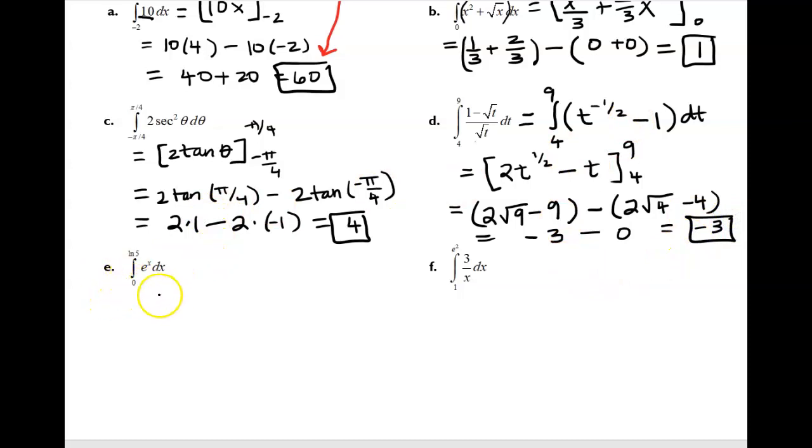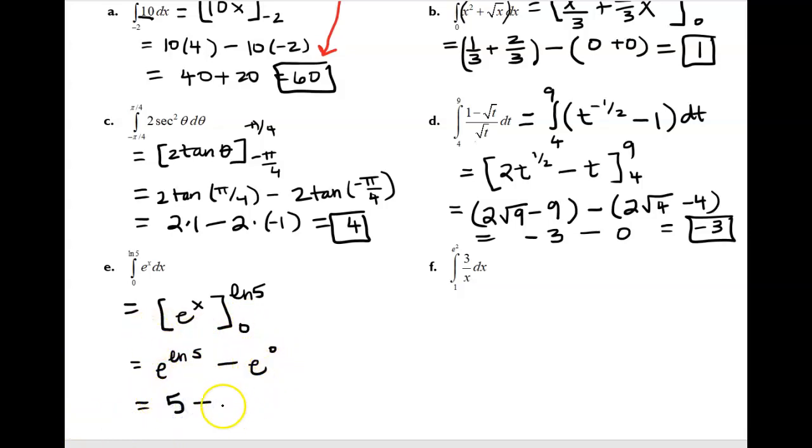For part E, we're integrating e to the x from 0 to natural log of 5. My antiderivative of e to the x is just e to the x, very easy. And I'm evaluating from 0 to natural log of 5. So I'm going to have e to the natural log of 5 minus e to the 0. Again, this is an acceptable way to leave your answer, but it won't be shown like that on a multiple choice. E to the natural log of 5, the e and the natural log cancel out, so we have 5. Minus e to the 0, that's just 1. So my answer is 4.